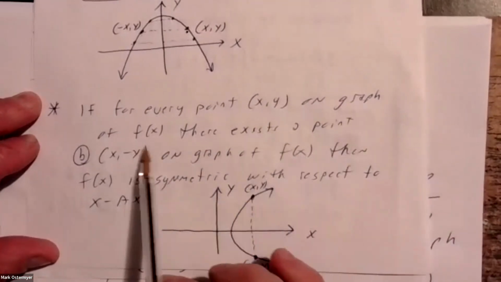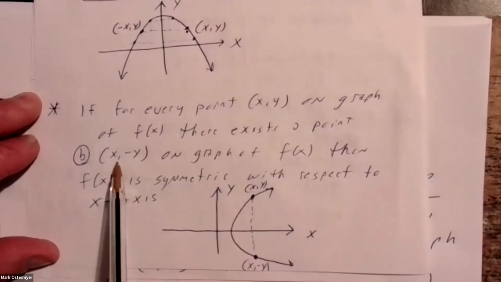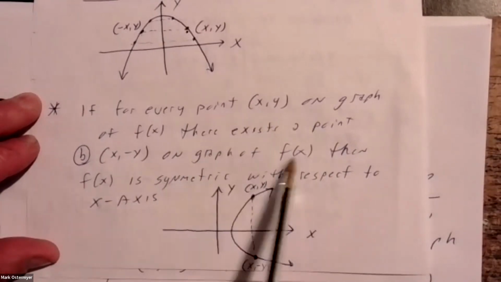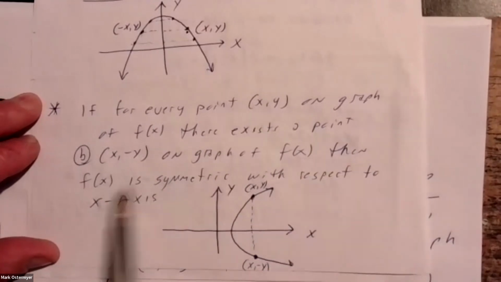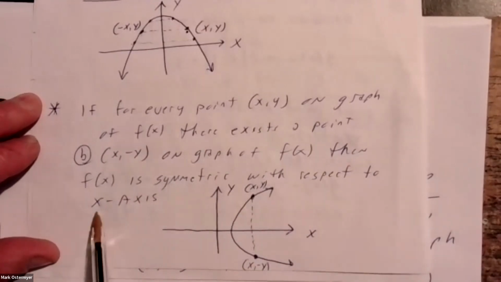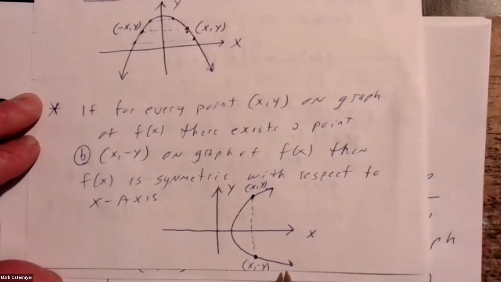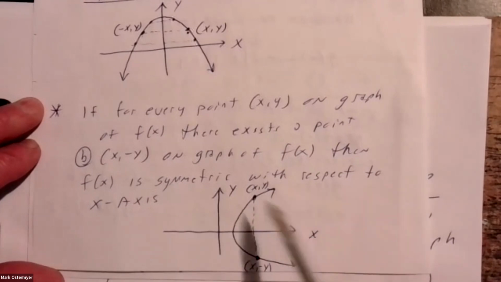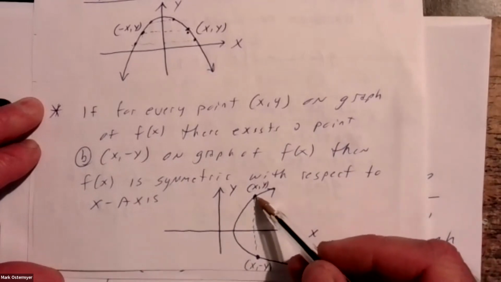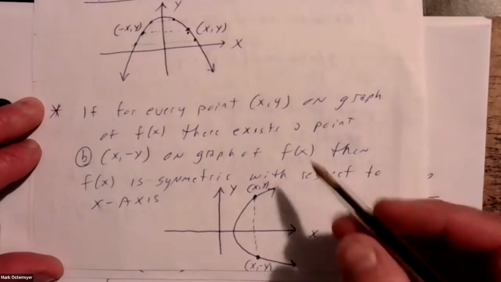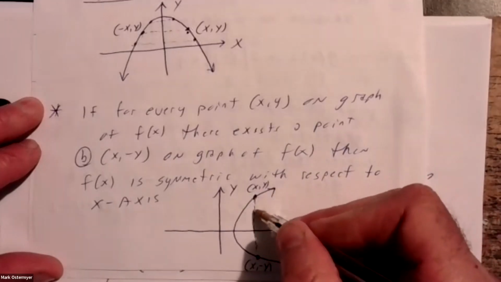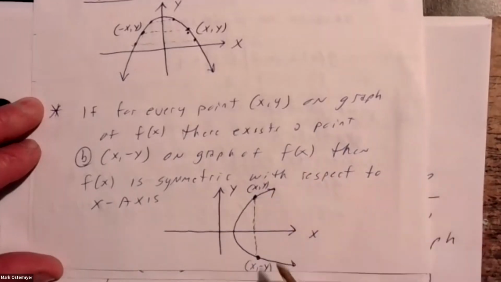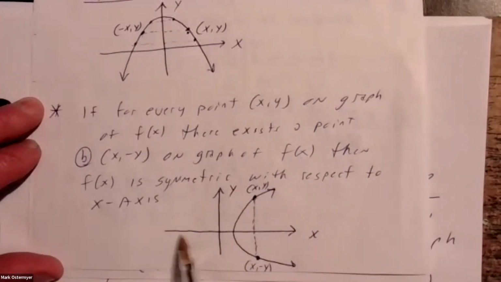All right, if we have some function y equals f of x, and if it's true that for every point x, y on the graph of f of x, there exists a point x comma -y on the graph of f of x, then, ladies and gentlemen, we would say f of x is symmetric with respect to the x-axis. And this would illustrate such a scenario. Suppose I have the graph of some function f of x. It looks like this. Suppose I arbitrarily choose some point on my graph called x, y. And if it's true that for every point x, y on this graph, there exists a point x, -y also on the graph, then we would say that this graph is symmetric with respect to the x-axis.